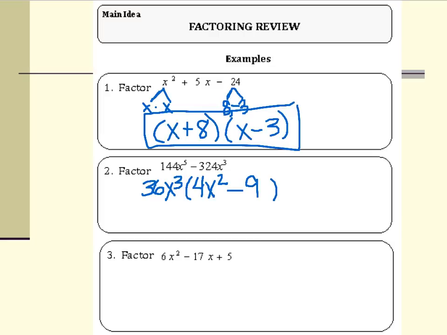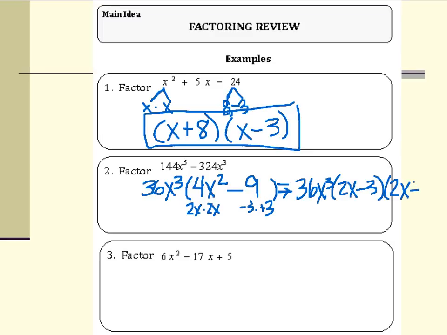Now, this isn't factored all the way, and I know that because this is a perfect square, and this is a perfect square. These are separated by a minus sign, so this is the difference of two squares. So this first one is really 2x times 2x, and this last is negative 3 times positive 3. So this factors, equals 36 times x to the 3rd times the quantity 2x minus 3 times the quantity 2x plus 3. And it is now factored all the way.